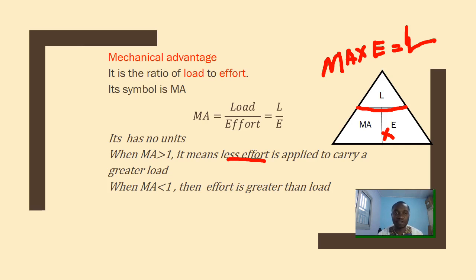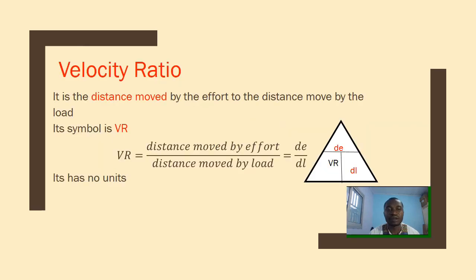Now, what is velocity ratio? Velocity ratio is the ratio of the distance moved by the effort to the distance moved by the load. Its symbol is VR. So VR equals distance moved by the effort divided by distance moved by the load. We symbolize distance moved by effort as dE and that moved by the load as dL. So velocity ratio has no unit.